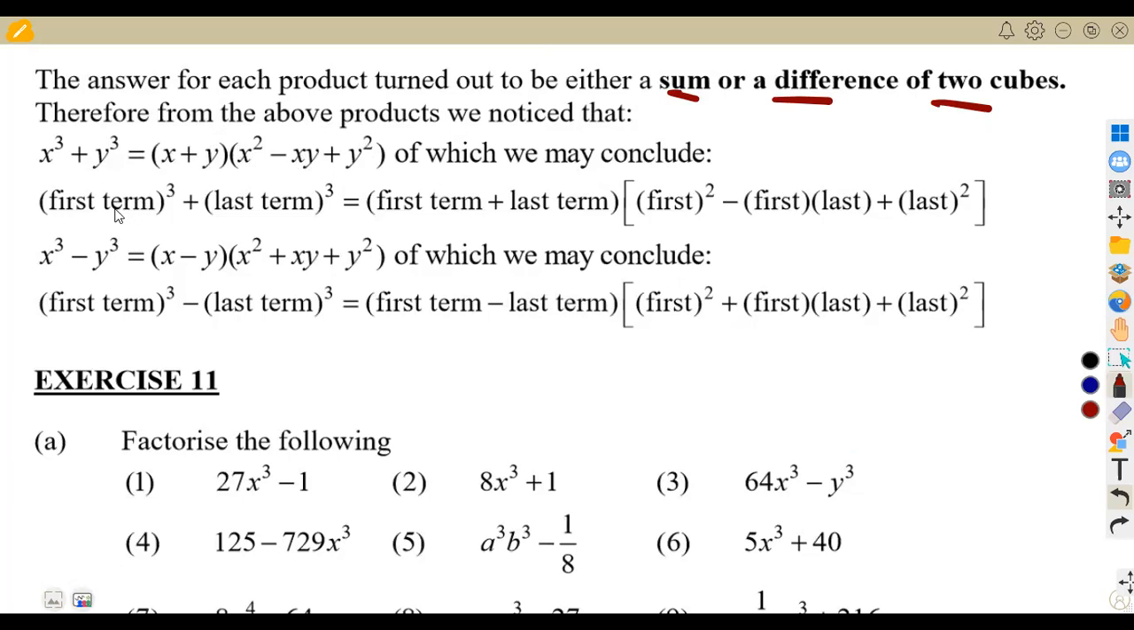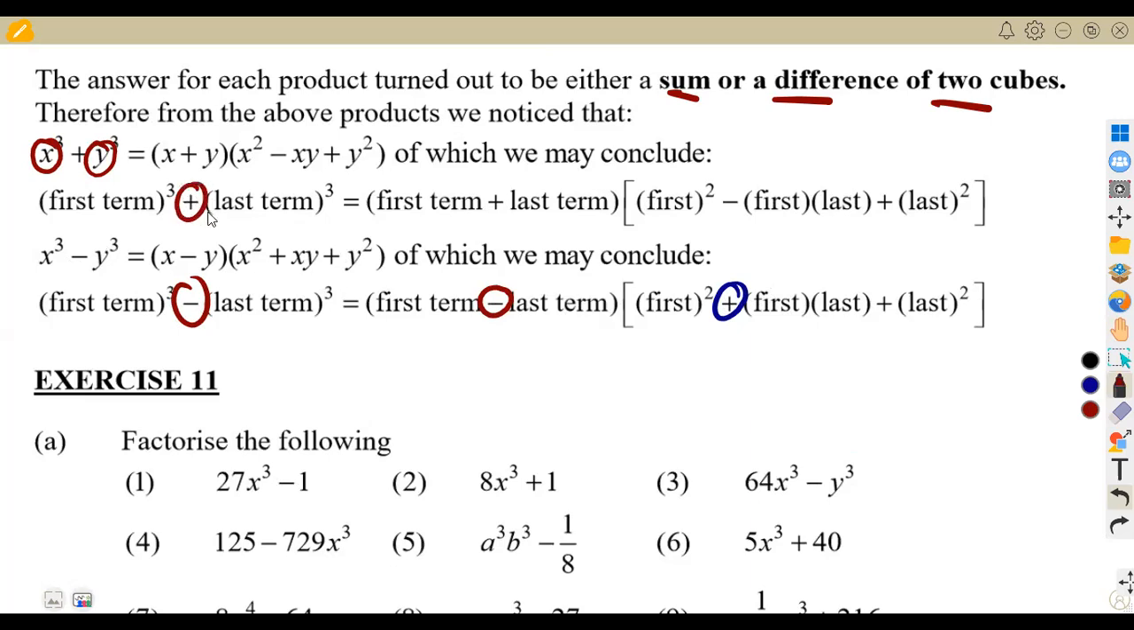What it simply means is that if I have the first term to the exponent of 3 plus the last term, this is our first term, this is our last term, it is going to be equal to the first plus the last term. Into the bracket, we're going to have the first term squared, minus first times last, which is the product of first and last, plus the last squared. When it becomes a negative on this side, here you are going to add. So that is the condition that you just have to be careful about.